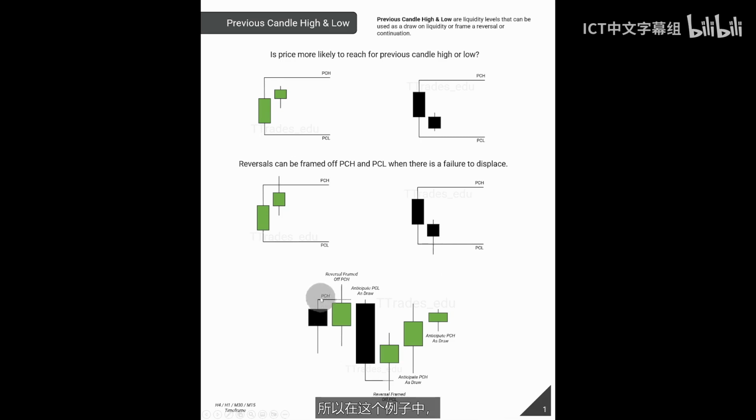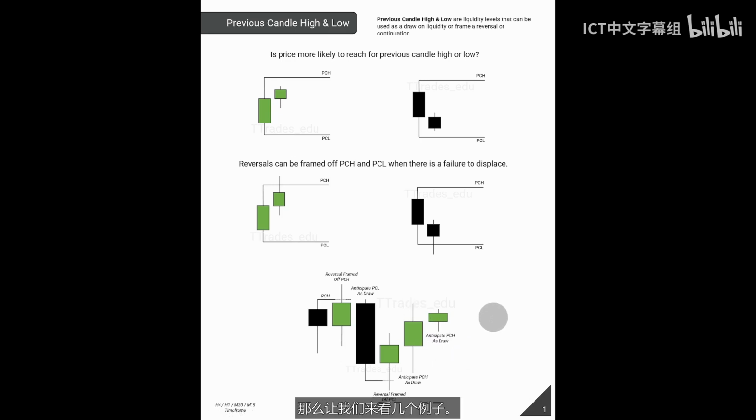So in this example right here, we have a previous candle's high, price cannot displace out of this range, closes back in, so a reversal can be framed off of this previous candle's level, or we can anticipate price drawing lower in the next candle. On this next candle, price reaches below the previous candle's low, however cannot displace out of this range and closes back in. A reversal could be framed here, or on the next candle, we can anticipate price drawing higher to this previous candle's high, and then can anticipate the next candle also reaching for the previous candle's high as well.